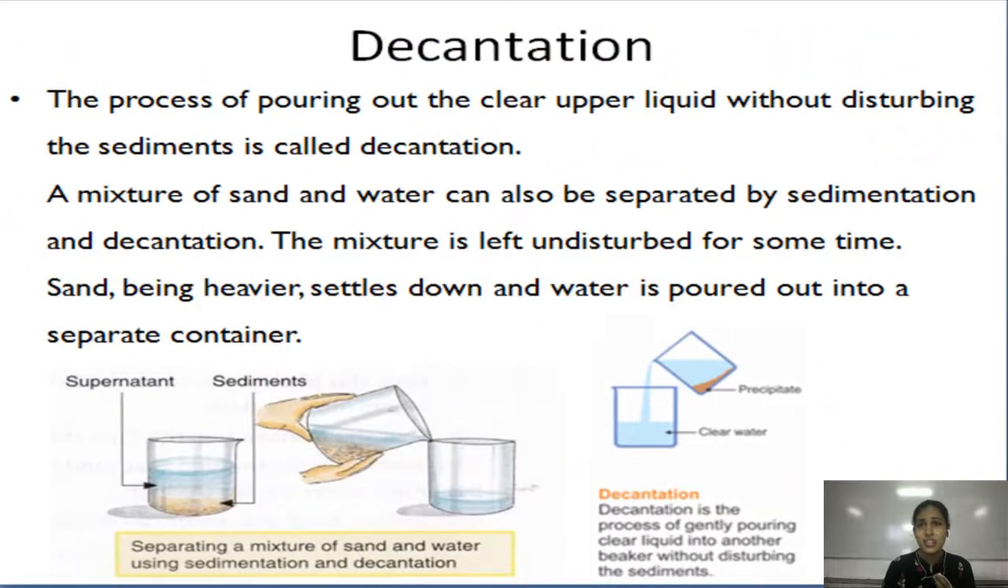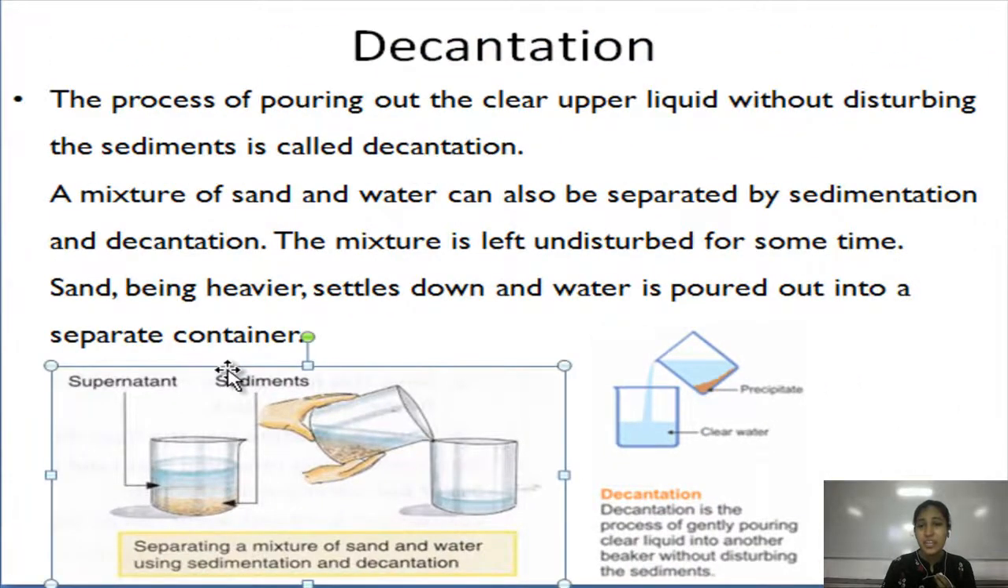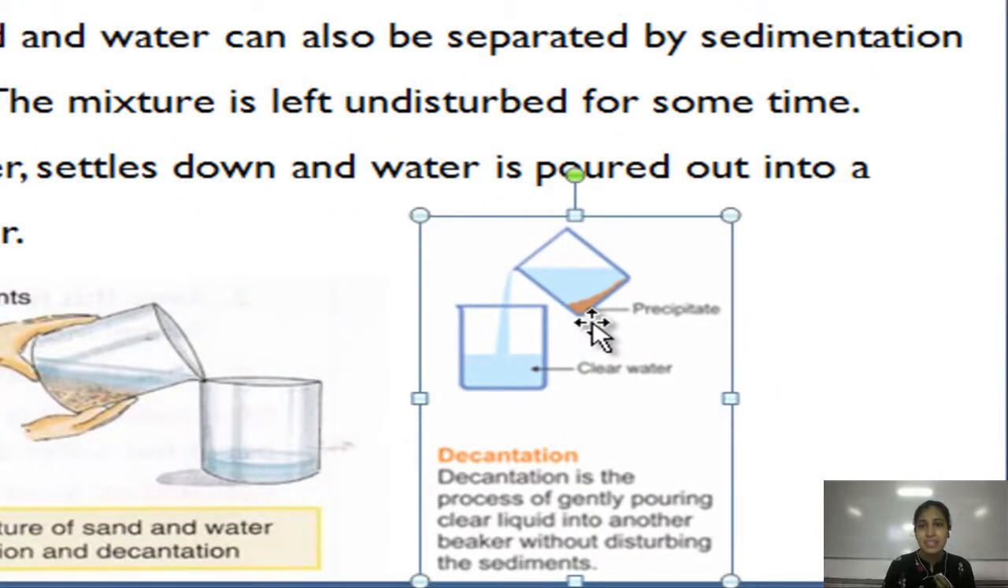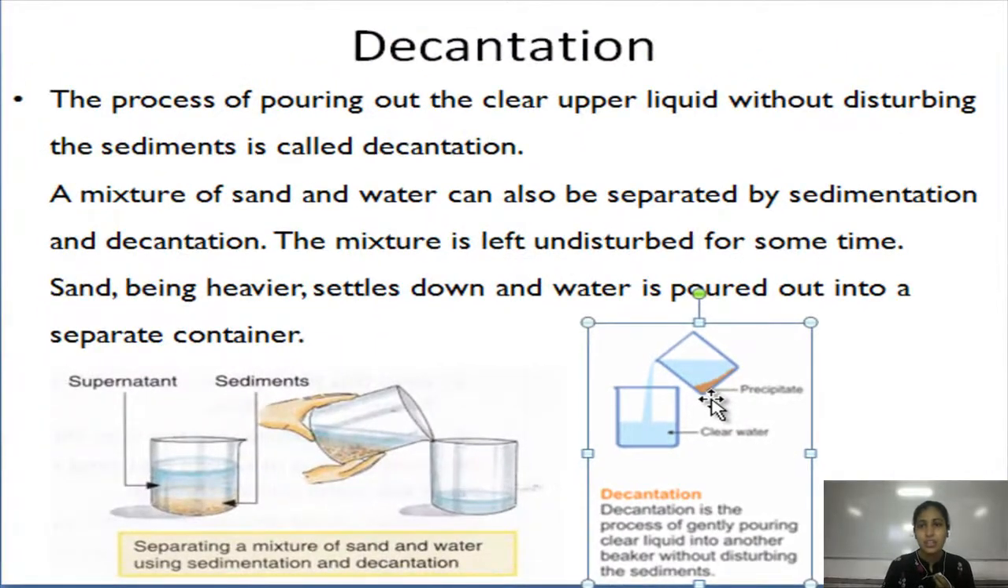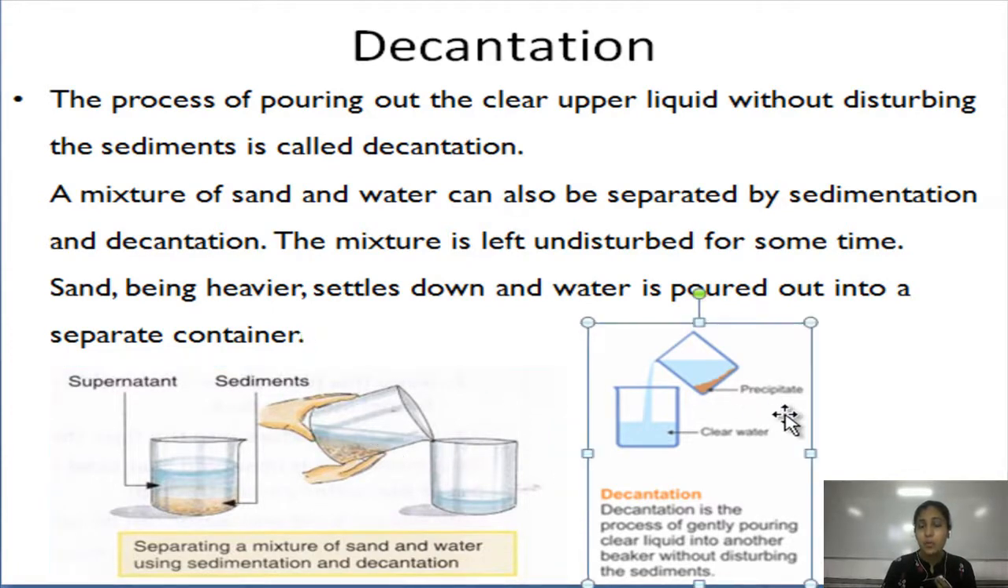Next is decantation. The process of pouring out the upper clear liquid without disturbing the sediments is called decantation. A mixture of sand and water can be separated by sedimentation and decantation. First, the mixture is left undisturbed for some time. Sand being heavier settles down and the water is poured out into a separate container. So, sedimentation and decantation are used to separate an insoluble solid from a liquid.